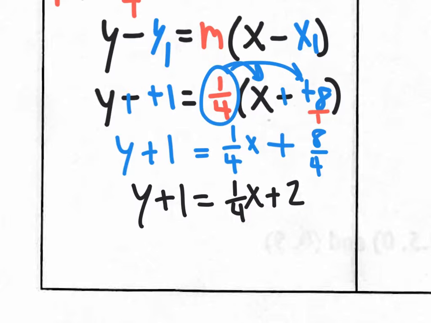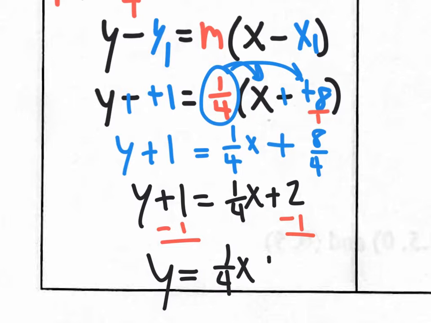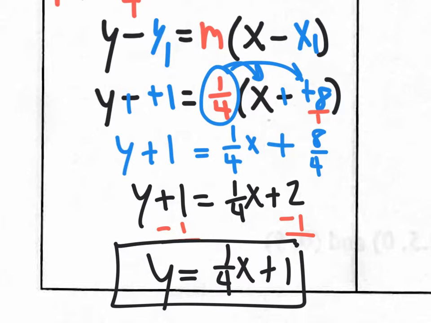And let's do our final move to get it in slope-intercept form, y equals mx plus b, which is to get rid of this plus 1 by doing a -1 to both sides. So your final answer is y equals 1/4 x plus 1. Ta-da! You got it?